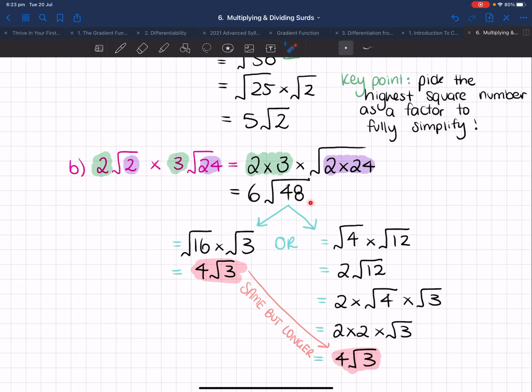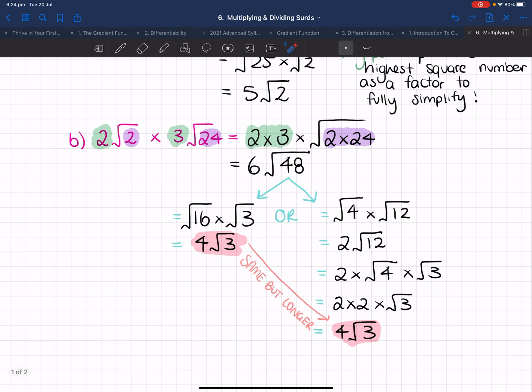Now, we do not leave it like this because we can simplify the square root of 48 further. Now, when you're picking your factors, I've used this example because 16 times 3 is 48, where 16 is a square number, and 4 times 12 is also 48, where 4 is a square number. However, look how quickly I get to the final answer by using the higher square number. So breaking this down, we get the square root of 16.